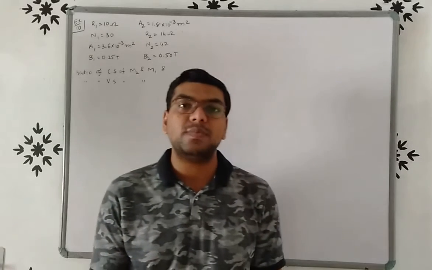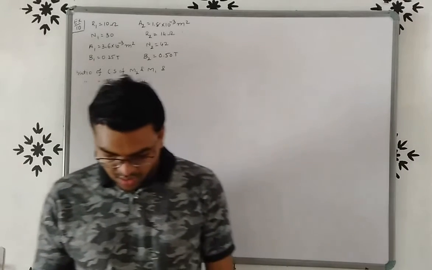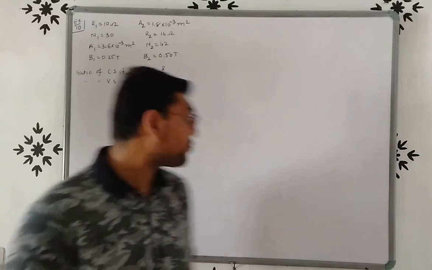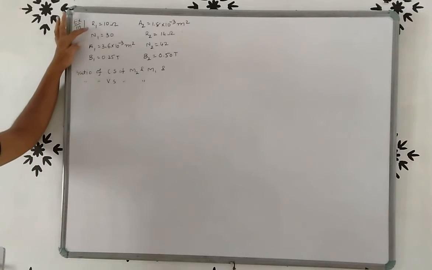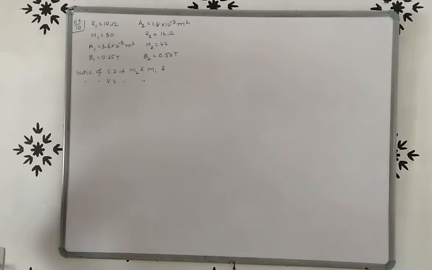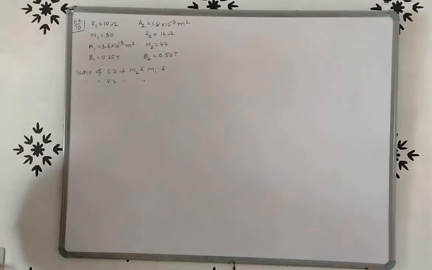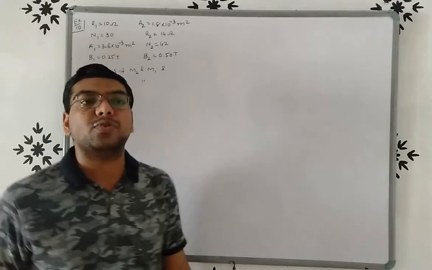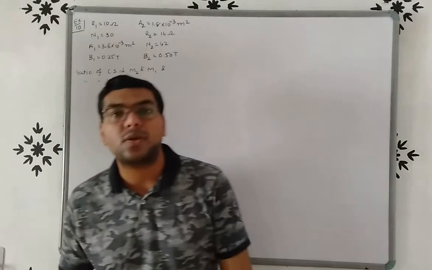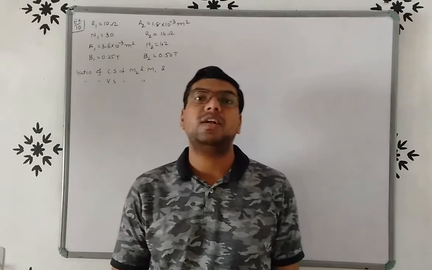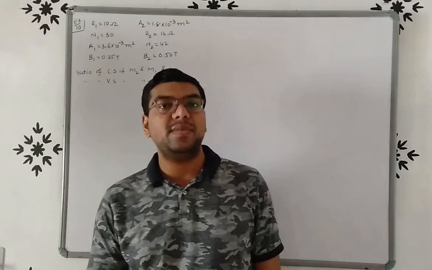Here in example number 10, the two moving coil meters M1 and M2 have the following data: we know the value of R1, N1, A1, B1, then R2, A2, N2 and B2. We have to find the ratio of current sensitivity of M2 and M1 and the ratio of voltage sensitivity of M2 and M1. We already know the formula: current sensitivity is NAB by K and voltage sensitivity is NAB by KR.